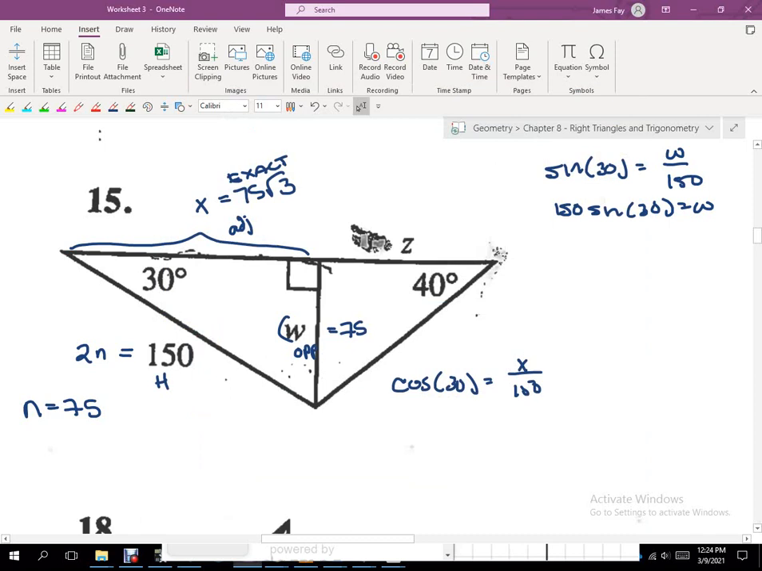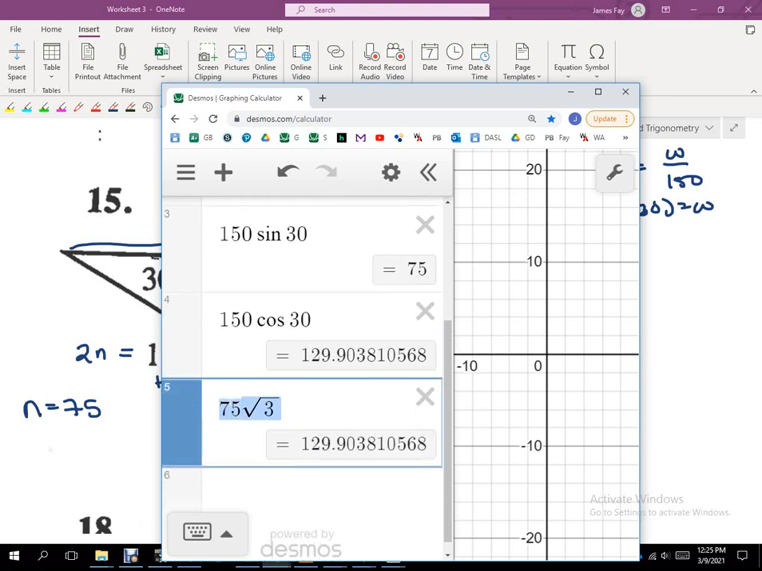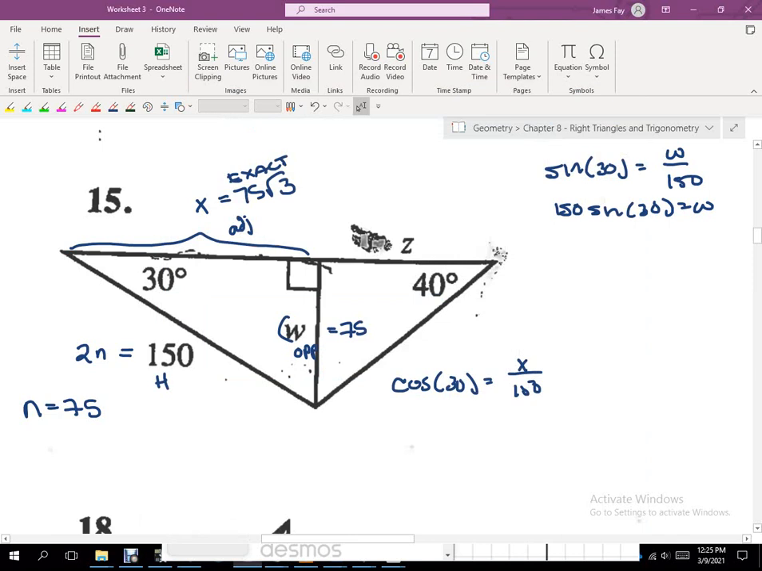Oh, wait. 150. I put 15 instead of 150. I'm sorry. 150. That's why it's a multiple of 10, right? That's why we're seeing that decimal place change. So I apologize for that. But this one is a better answer because in reporting, I'm going to report 75 radical 3. Up here, I usually wouldn't report that. I could, and it'd be exact. But usually when reporting my answer, I would have to write it as 129.9 or 0.904, something like that. So just be aware of that.